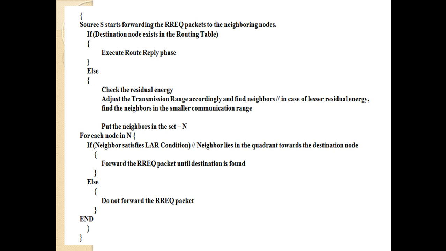Now the neighbors which have been found are put into a set N, and for each node in N, if the neighbors satisfy the LAR condition, that is the location aided routing condition, only then forward the route request packet until the destination is found. Else, do not forward the route request packet. And this ends.